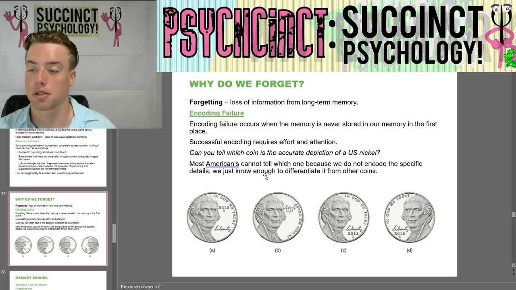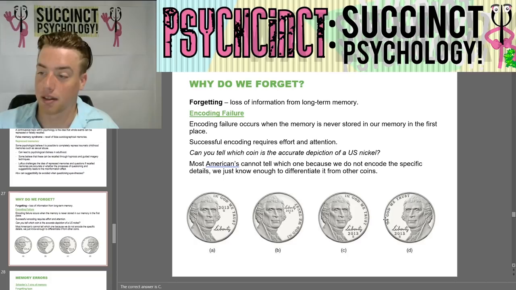Can you tell which coin is the accurate depiction of a U.S. nickel? Most Americans cannot tell which one, because we do not encode the specific details. We just know enough to differentiate it from other coins. And I'll tell you right now, I couldn't tell you with 100% certainty which coin is the correct depiction of the U.S. nickel. All I know is the size of it and the color, so I know it's a nickel.